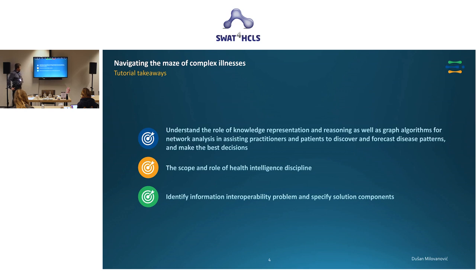Then understanding of the scope and the role of health intelligence discipline. I'll tell you why I think the name is good, actually. And it's also good because we have the term, but actually we don't have health intelligence globally. From the local level to the global level, you pick and choose, there is nothing. And then identification of information interoperability problem. So they define the problem and then propose a solution for it. So these would be three takeaways from this tutorial.